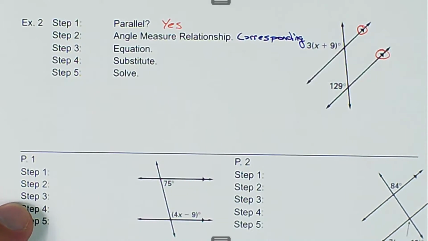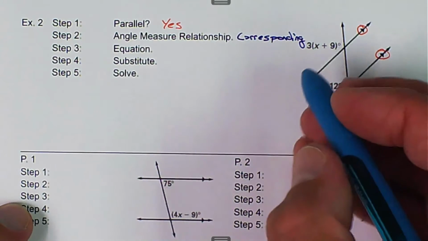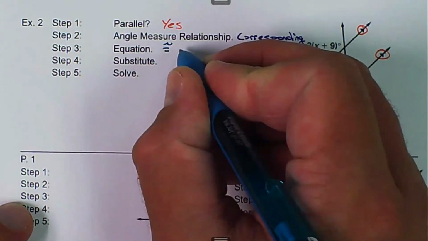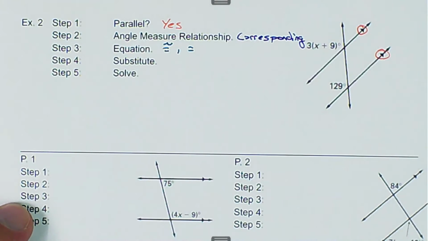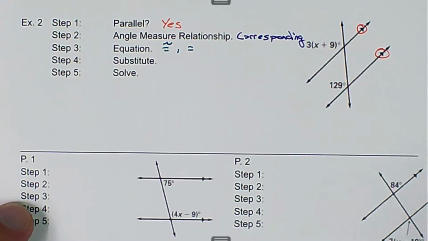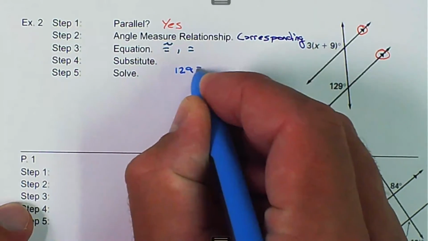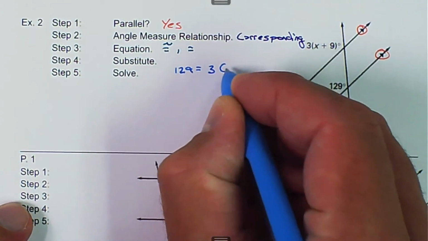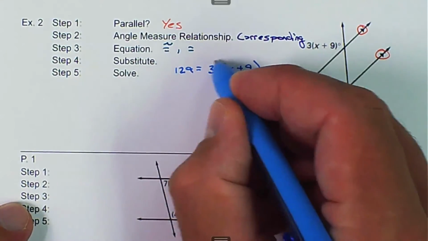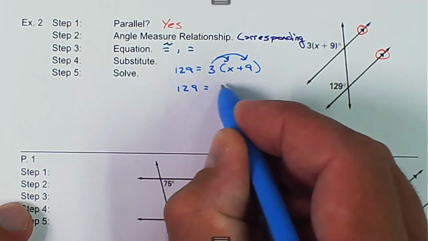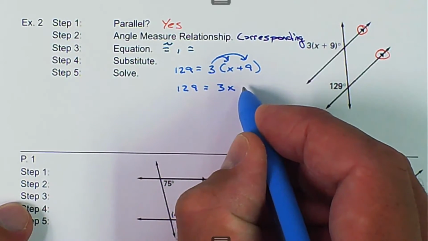And when we're thinking about the equation, we don't have any variables to write out. But what we need to know about corresponding angles is they are congruent, and that means that they are equal. So we can set those two things equal to each other and go ahead and solve it. So we can say 129 is equal to 3 times x plus 9, and we can distribute the 3, and we get 129 is equal to 3x plus 27.